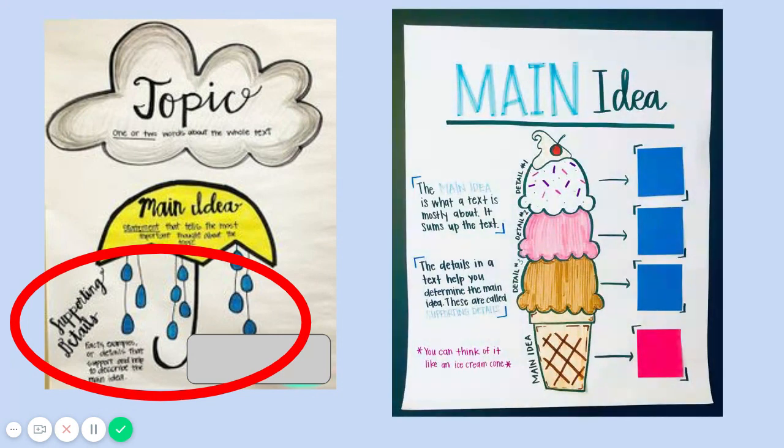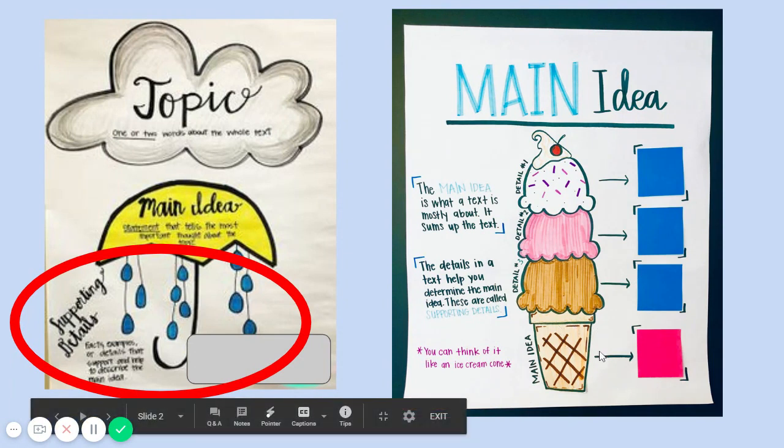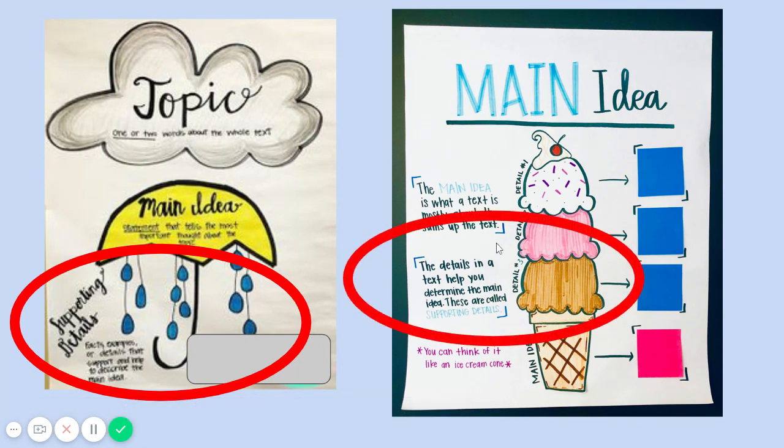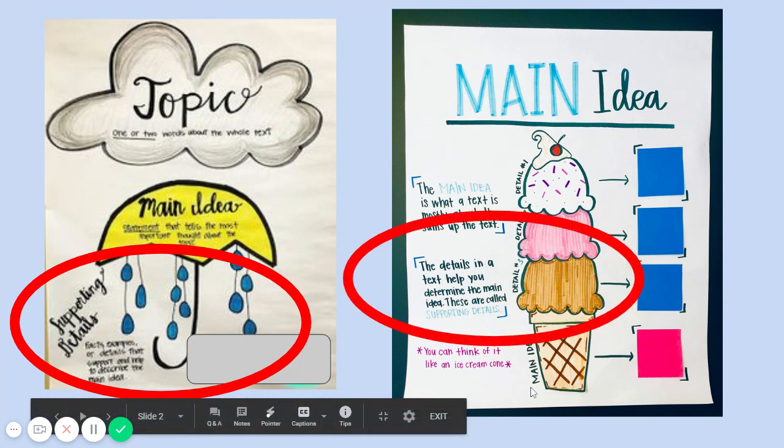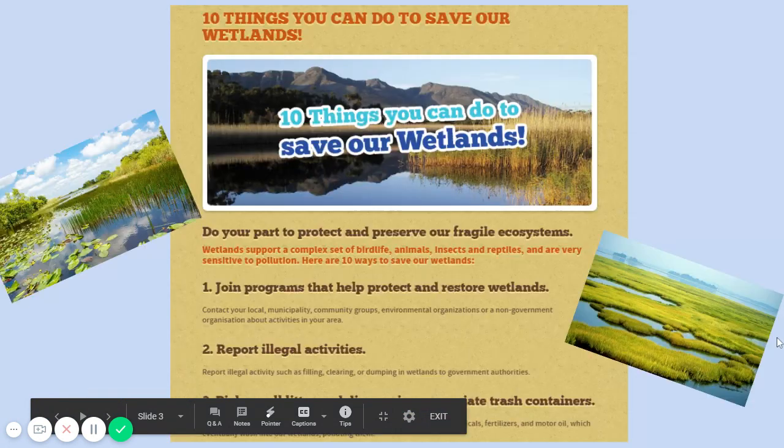You may have also seen an ice cream anchor chart before. I like this example because I love ice cream. Think of the cone as your main idea and each scoop as a detail. So we will be focusing on the scoops that go into the main idea.